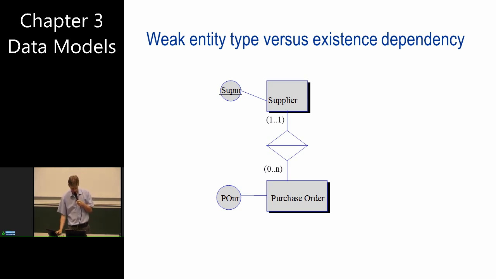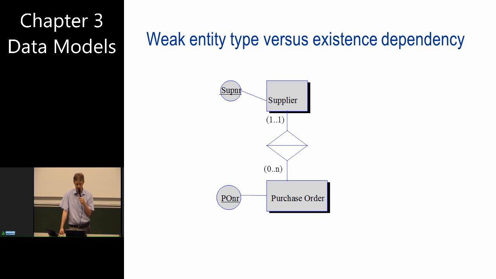So we have suppliers and purchase orders, and there's a relationship type. So a purchase order can be outstanding with a particular supplier. So supplier has supplier number as the key attribute type. Purchase order has purchase order number as the key attribute type, and there's a relationship type between them. So a supplier can have minimum 0, maximum n purchase orders outstanding. A purchase order is always connected to minimum 1, maximum 1 supplier. So a purchase order is always connected to exactly 1 supplier. Minimum 1, that means purchase order is existence dependent from supplier. So purchase order is an existence dependent entity type.